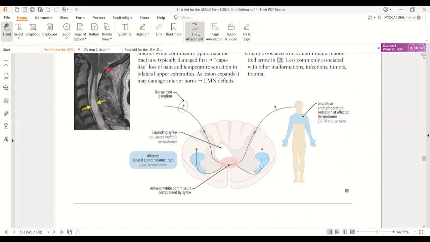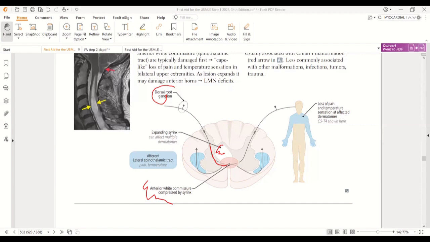So again, look at that picture. This is the dorsal root ganglia. This is where the sensation comes in, and look at that, these fibers cross over to the opposite side and form the anterior white commissure, right? So this is the anterior white commissure. And this is the syrinx, the fluid-filled cavity, and it compresses this anterior white commissure, which is basically the fibers of the lateral spinothalamic tract.